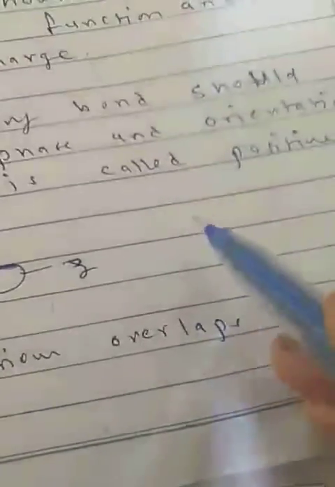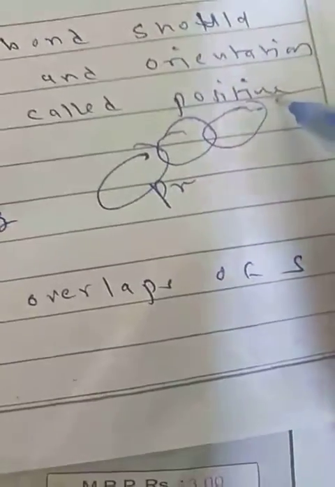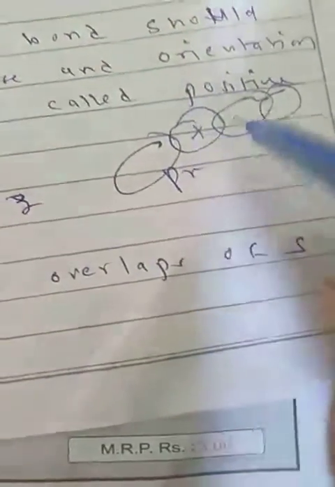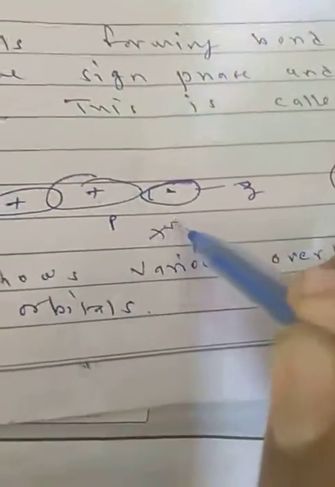If the direction is like that, see, first of all you draw p orbital for one atom. If positive, negative, negative, positive, so this one is negative overlapping, this one is positive overlapping. Figure 4.9 shows various overlap of s and p orbitals. Now we are understanding more.